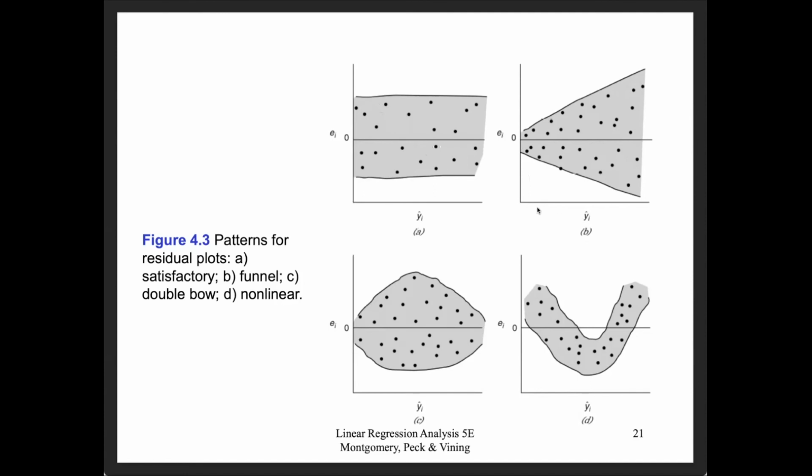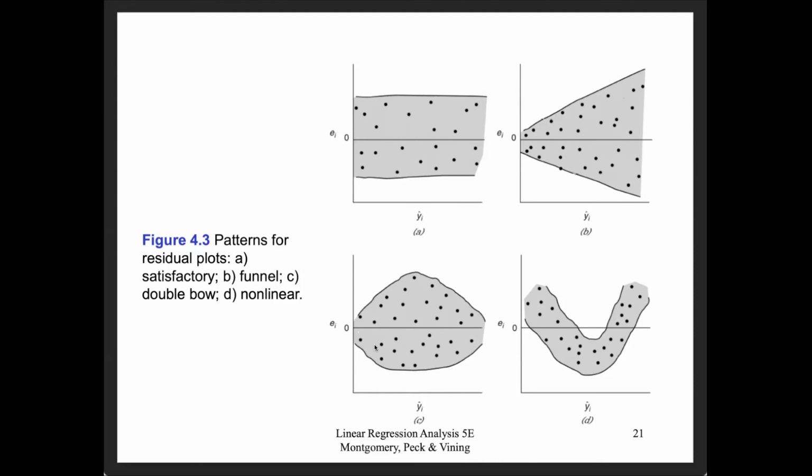And so as the fitted values increase, so does the amount of variation in the residuals. This would be a good indication that the constant variance assumption is not true, that the variability of the residuals, and therefore the variability of the error terms, increases as the value of the response increases. Graph C is also an indication of non-constant variance.